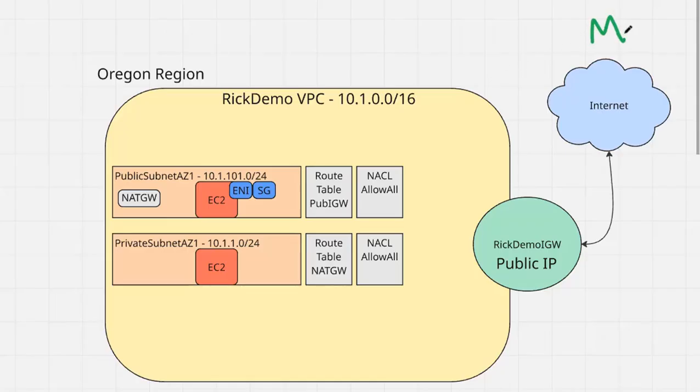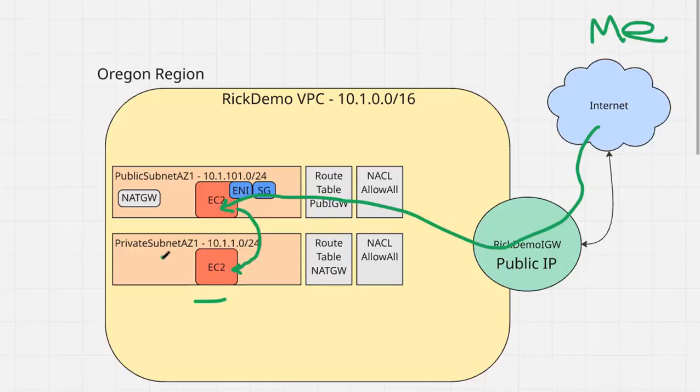So I'm out here on a computer on the internet. If I want to connect to this privately addressed EC2 instance, I cannot do that because it's got a private IP address. So what I'm going to do instead is connect through the internet to the public EC2 instance, and then we're going to jump from that EC2 instance into this one. And we've configured the security groups and the network ACLs to allow this already. Later in this course, we'll take a deeper look at security groups and network ACLs.